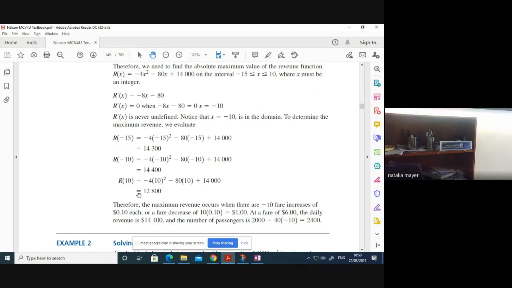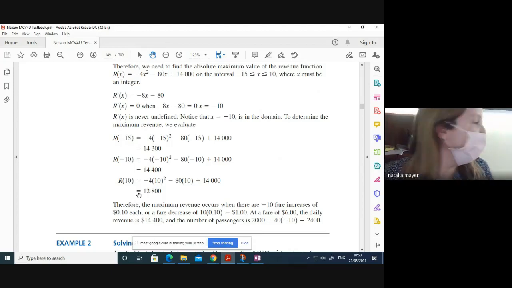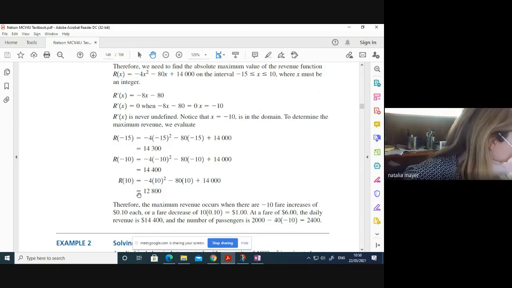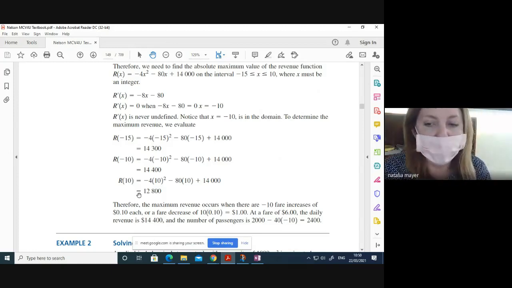So the price is 6.6. 10 times 10 cents gives you $1, right? So it's 6. Okay, done.